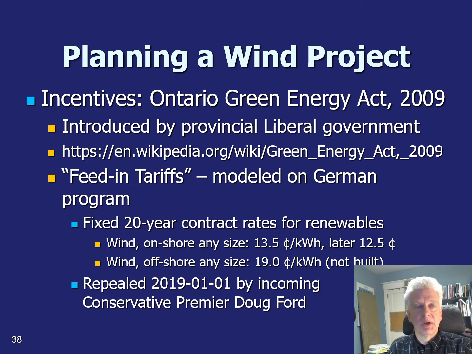For onshore wind of any size, you'd get 13.5 cents per kilowatt hour. Later that was cut to 12.5 cents. Offshore wind was offered 19 cents per kilowatt hour. None was actually built under this program offshore. This policy was repealed in January of 2019 by incoming Conservative Premier Doug Ford.